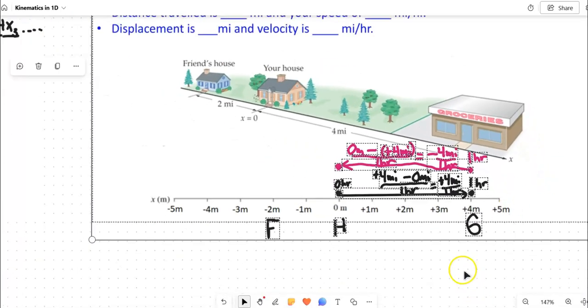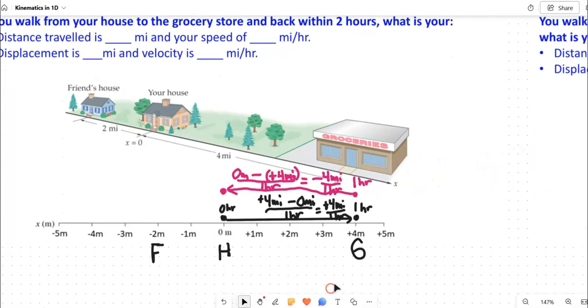So in other words, you started here and you ended here. So your total displacement for that day is 0 miles. And so you started out at the 0 mile mark and you ended up at home. And you did that over a period of time of 2 hours.